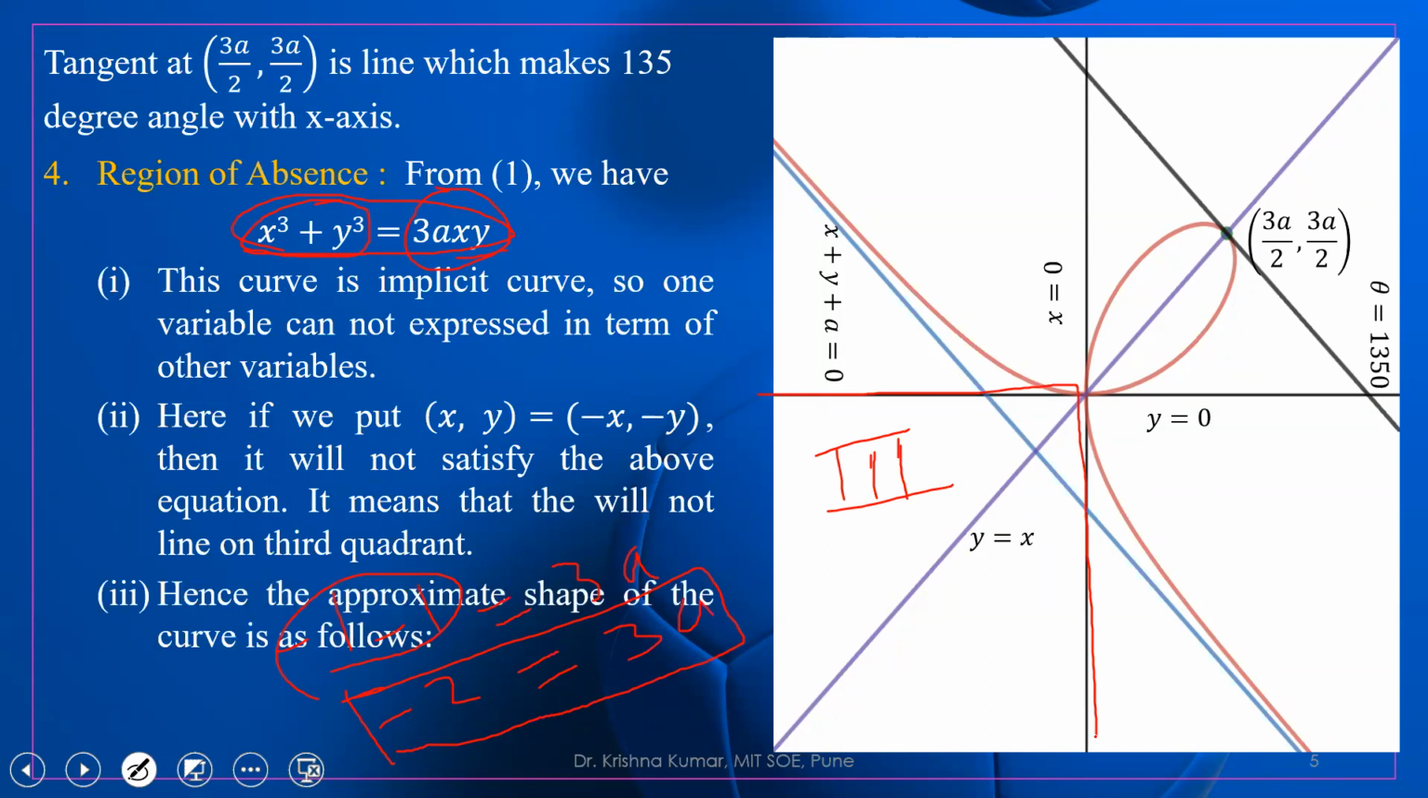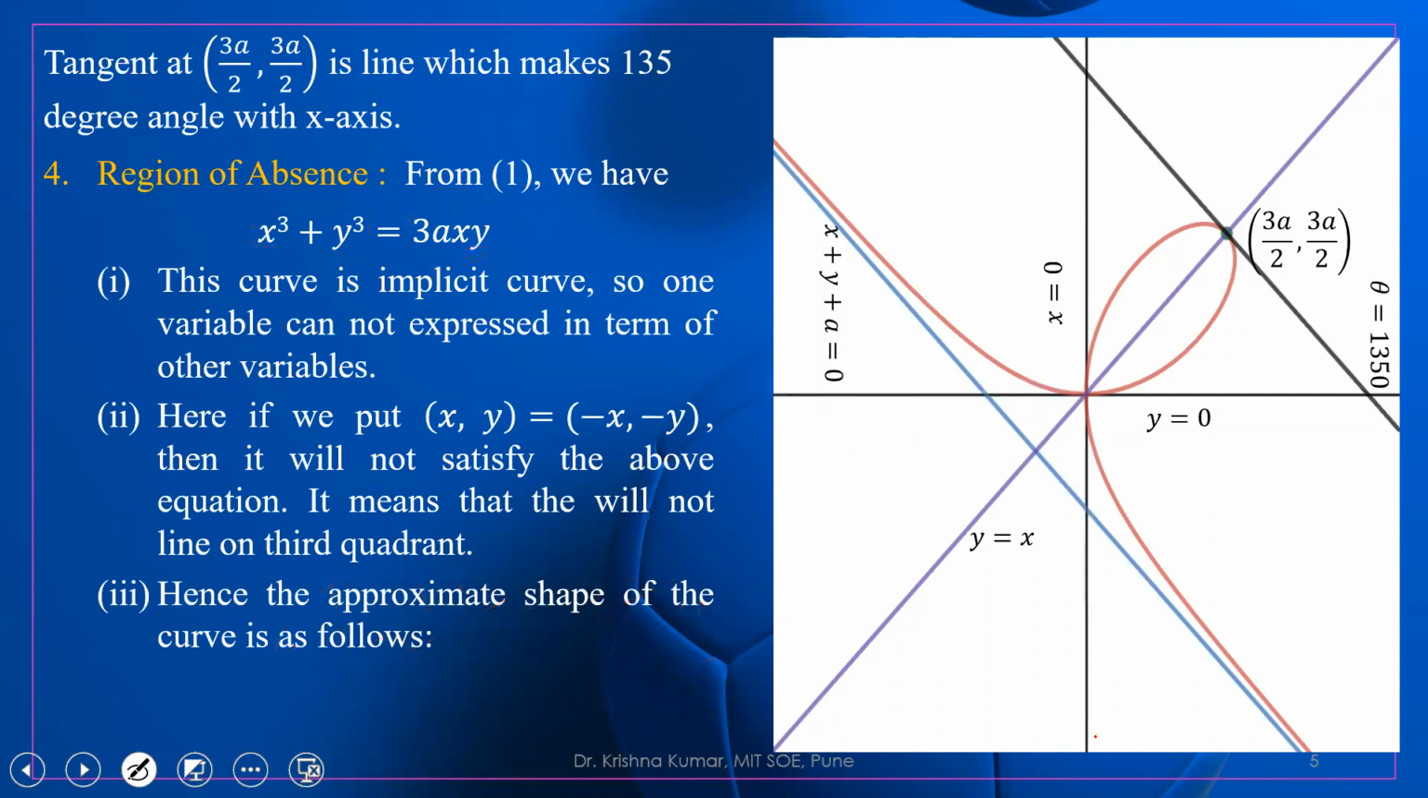Hence the approximate shape of the curve is this. Let us try to test this curve. First we have this is the y-axis and this is the x-axis. And now, what is the tangent at origin? This is x equal to 0. This is the tangent at origin.